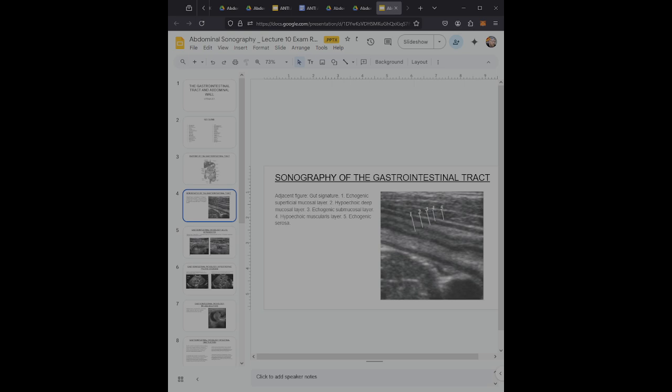So how do we find the colon on sonography? We have a normal gut signature, and it should be noted as 5 histologic layers that sonographically appear as alternating echogenic and hypoechoic segments. And these are the 5 layers: layer 1, 2, 3, 4, and 5. Although these are not always consistent, the alternating echogenicities of the bowel layers should produce a target or bullseye appearance.